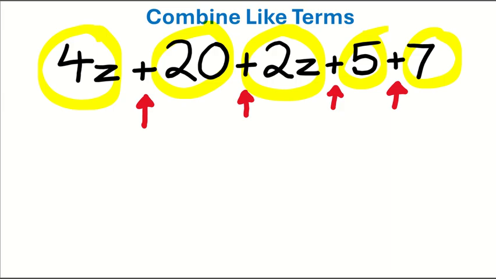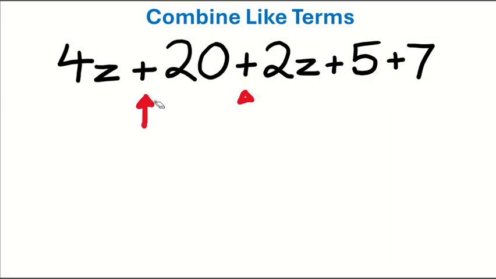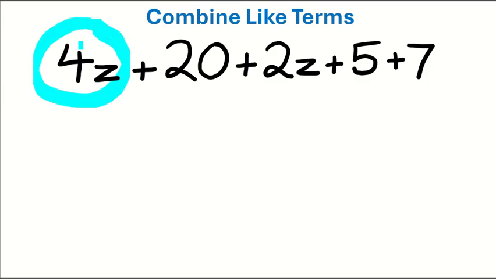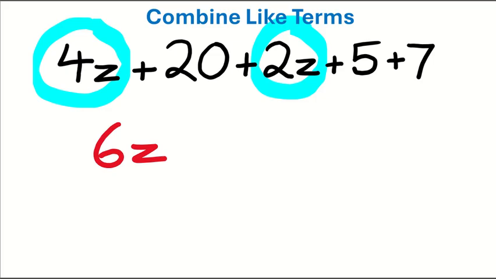But remember, we're here to try and combine like terms. So we need to find the terms that are alike. Well, I have 4 z's here, and I have 2 z's there. So if I combine 4 z's with 2 z's, how many z's do I have? I have got 6 z's. Let's not do it in that ink. Let's do it in this ink. 6 z's. So I'll go ahead and write it right there.